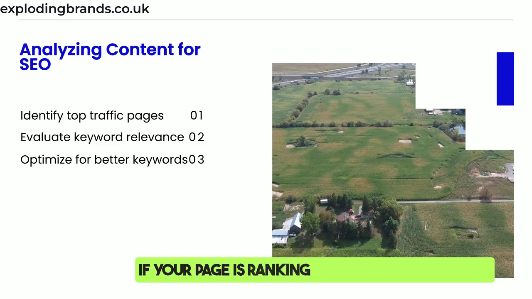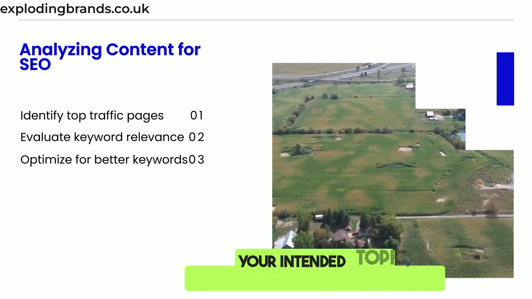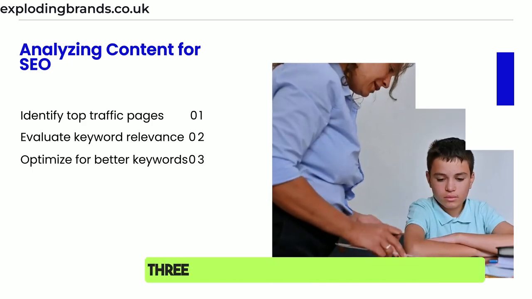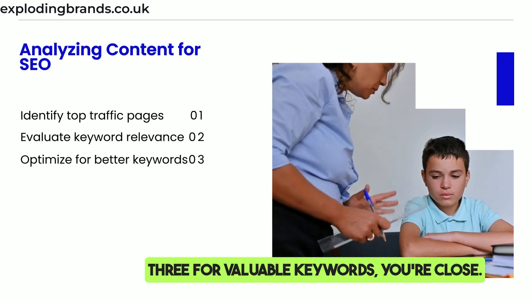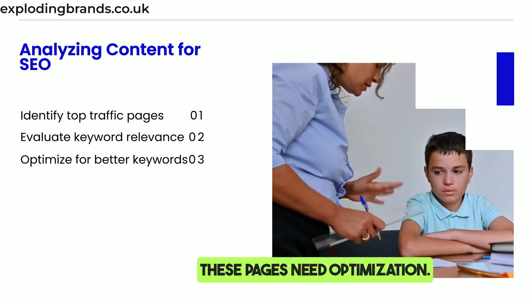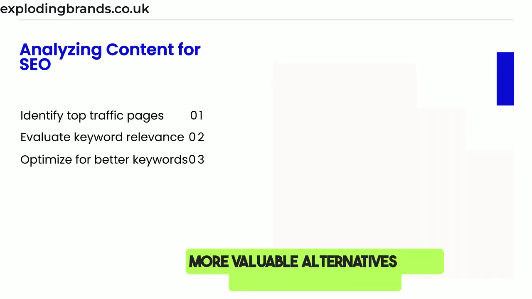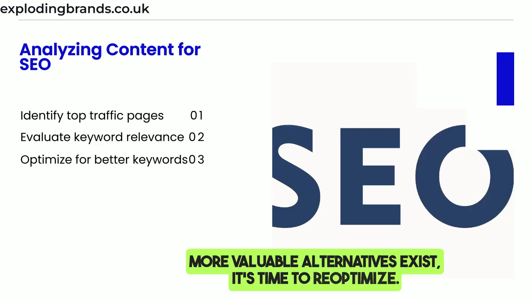If your page is ranking for terms unrelated to your intended topic, your content needs better focus. If you're ranking on page 2 to 3 for valuable keywords, you're close. These pages need optimization. If you're ranking for low-value terms when more valuable alternatives exist, it's time to re-optimize.